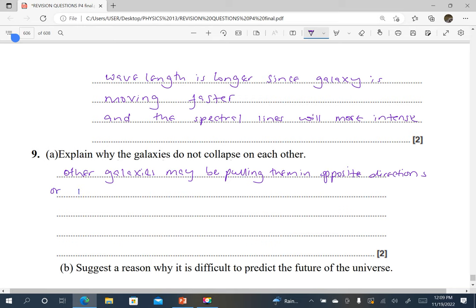Alternatively, according to the Big Bang, the galaxies are receding away from each other because of the Big Bang.